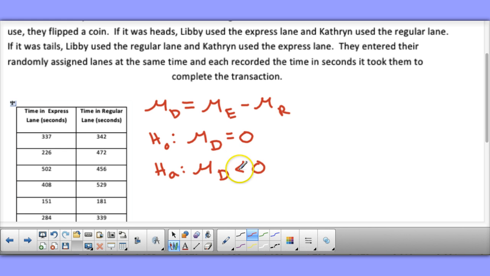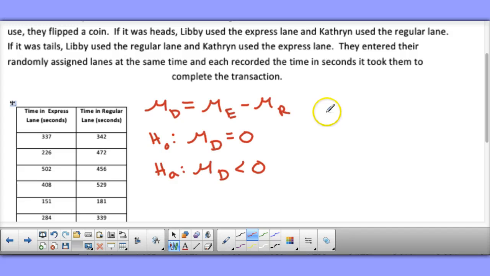Could this be greater than 0? Well, if we subtracted in the other order, then we'd have mu sub d greater than 0. So you need to be aware of what order you've subtracted in and whether you want to have this be less than 0 or greater than 0, depending on the situation and what makes sense. So this is saying the express lane is faster.